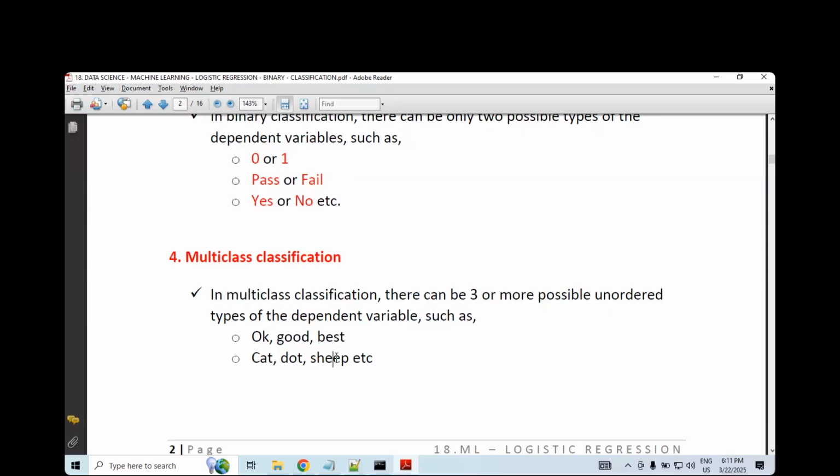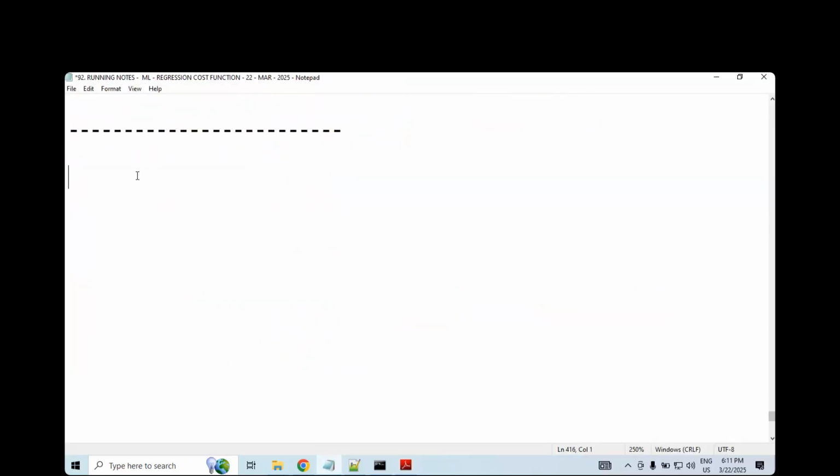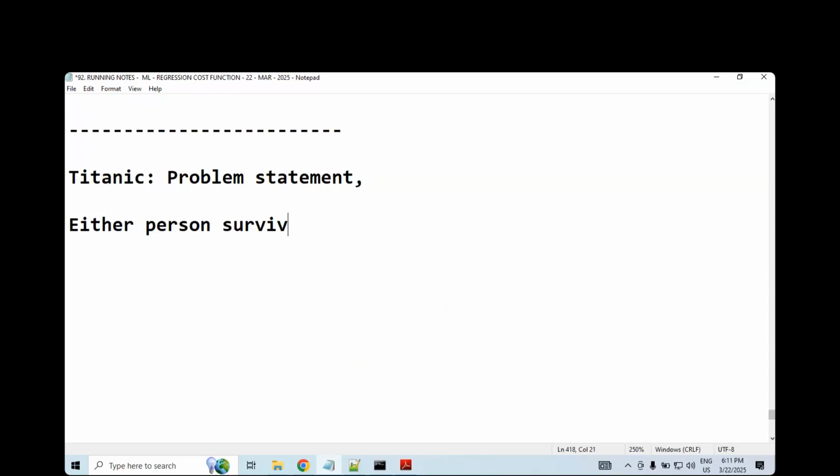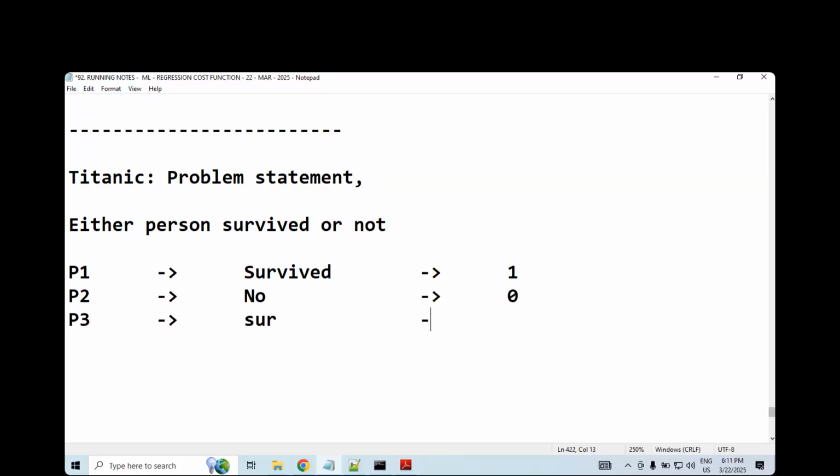Good question. Let me tell you. When you're talking about the Titanic data set, first of all, what is the problem statement? The problem statement is whether the person survived or not. Person one survived, so it is one. Person number two did not survive, then zero. Person number three survived, then it is called one.